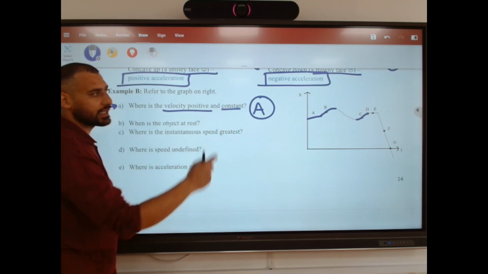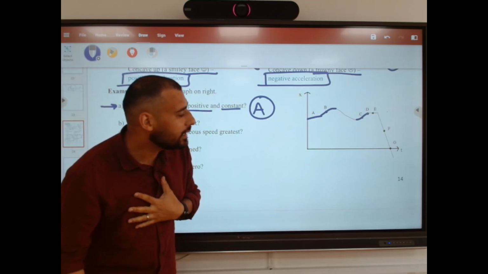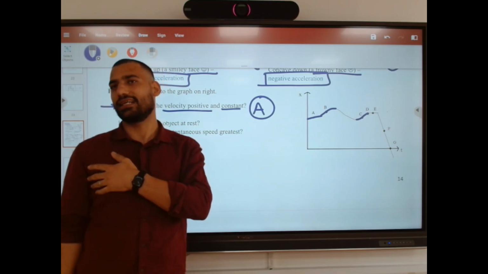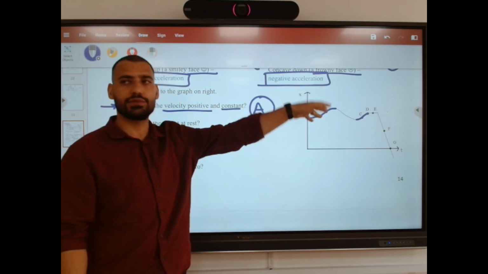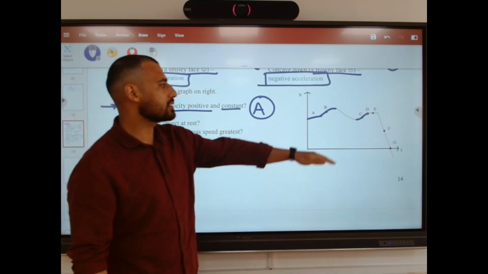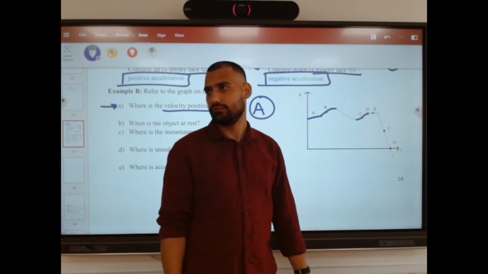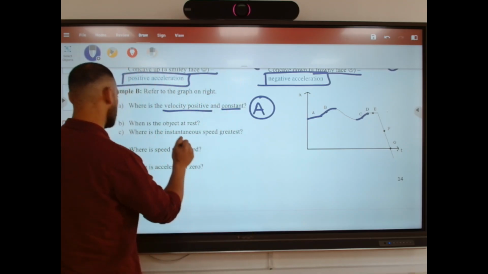When is the object at rest? D, E, exactly. It is E. At E, the object is at rest. Is that clear? Because the slope is 0.